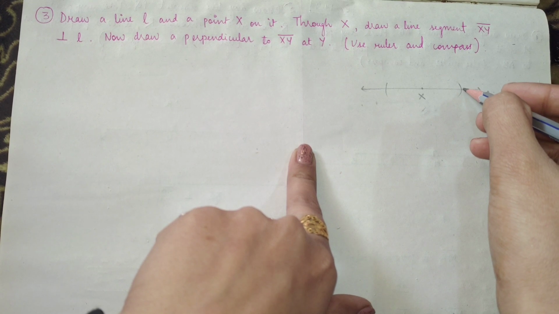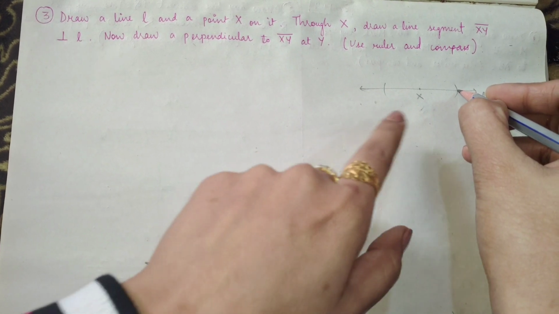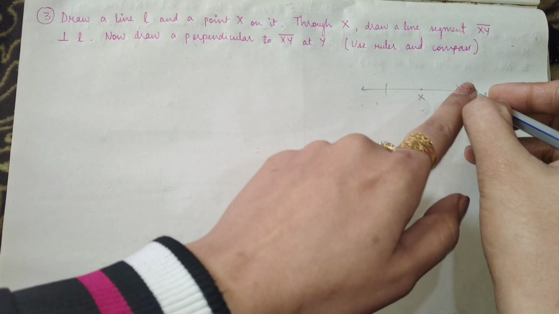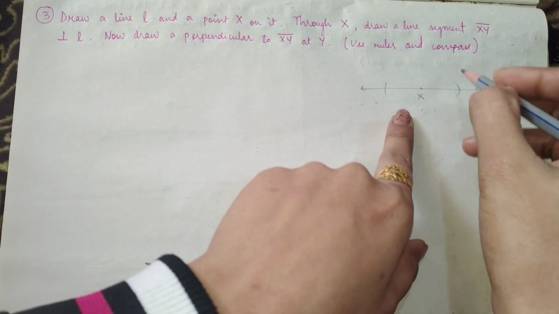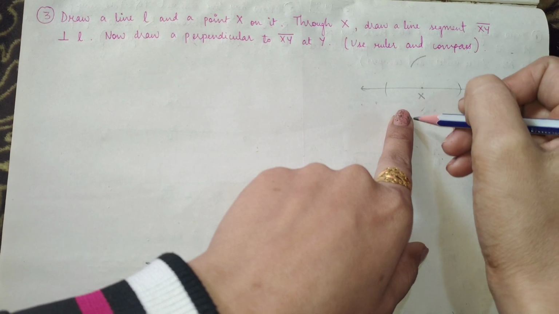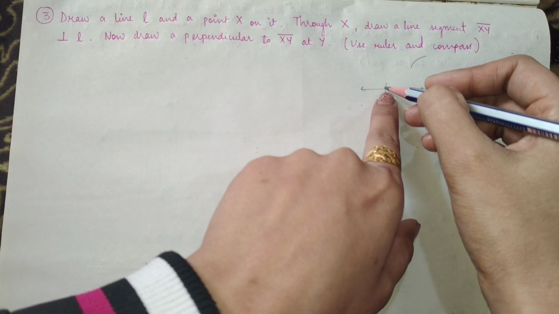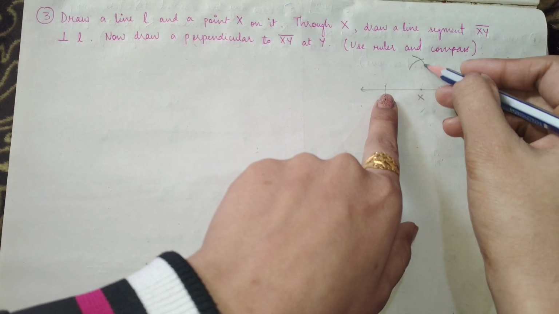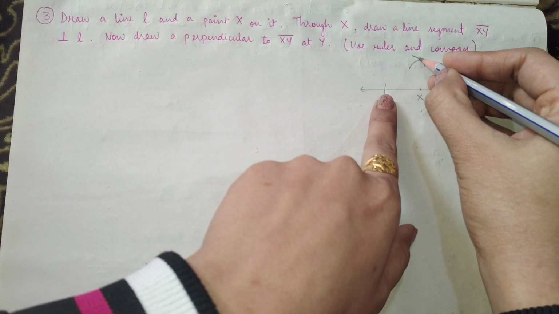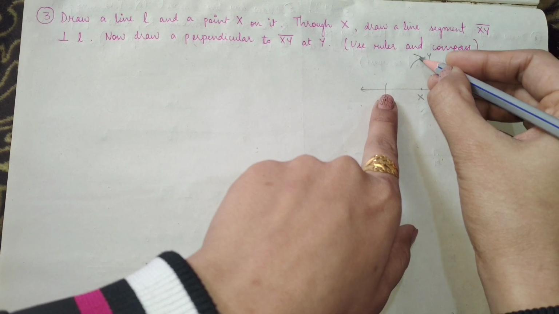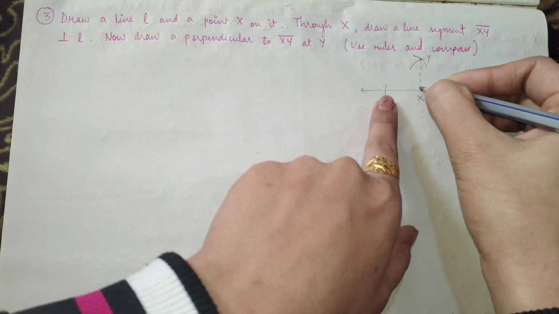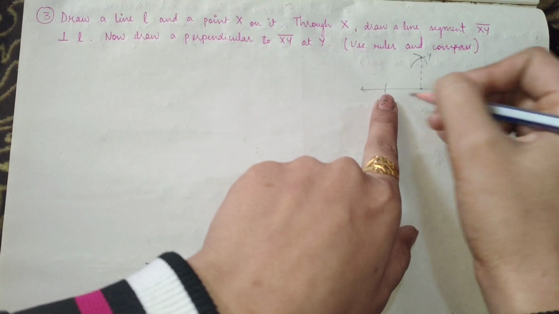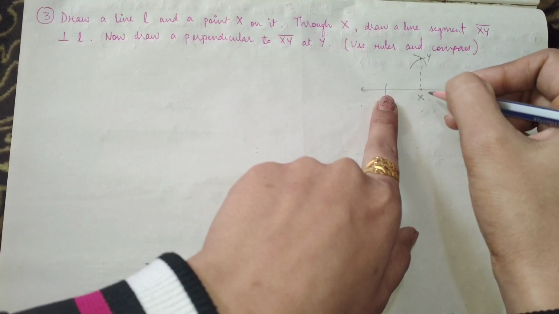And then in the next step, you'll keep your pointer here and increase the radius of the compass. You'll increase the distance of the compass, and then you'll mark an arc here, and then repeating the same procedure by keeping your pointer here, you'll draw another arc. And this point here, you'll give a name as Y, and you'll draw a straight line. So you have drawn XY perpendicular to L, just passing through X.